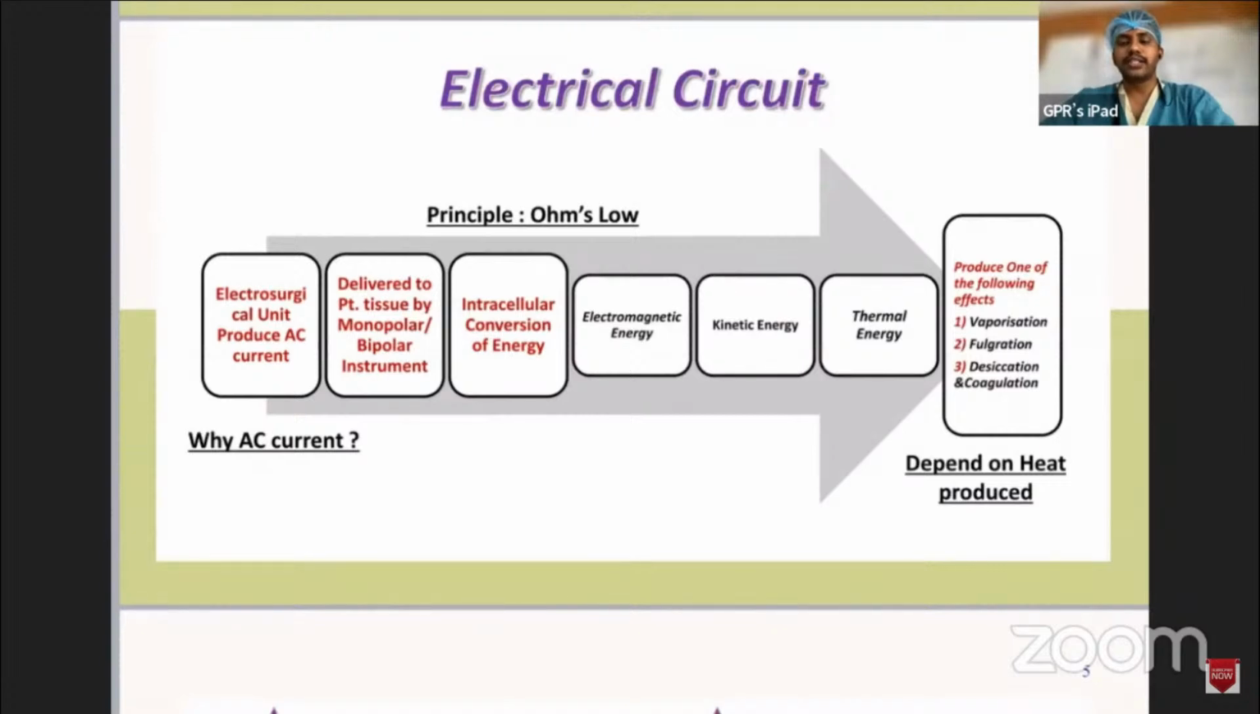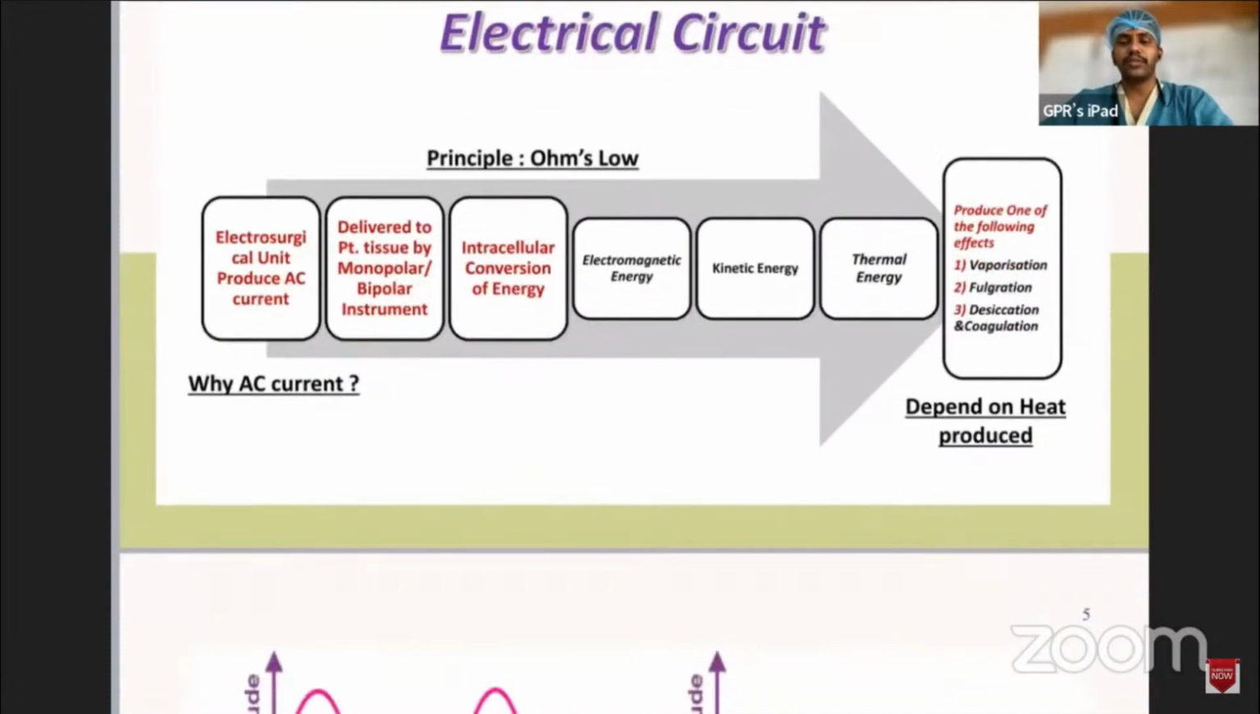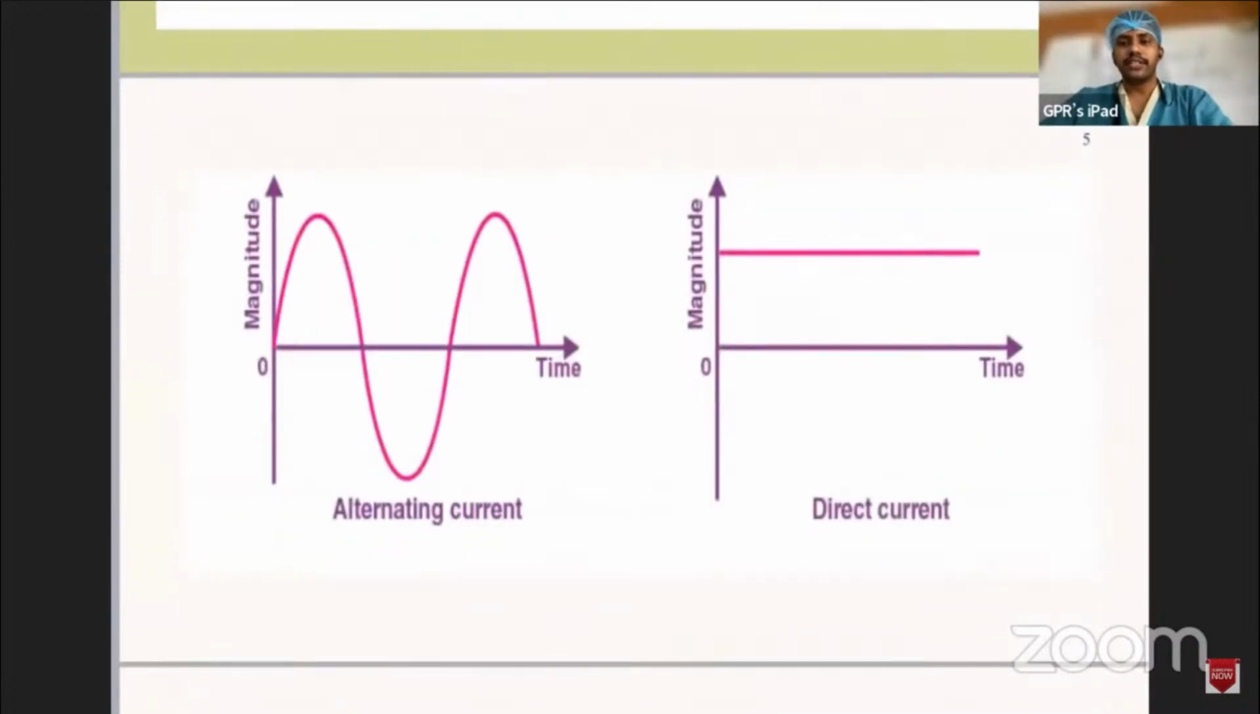This electric current is going to be converted by the intracellular energy, which will be in the form of electromagnetic energy, kinetic energy or thermal energy, which is going to cause the desired effect. It could be vaporization, fulguration, or desiccation, also known as coagulation, depending upon the amount of heat it is going to produce. See, generally, when a current is traveling, it either travels in a sinusoidal fashion or in a straight fashion, as I said.